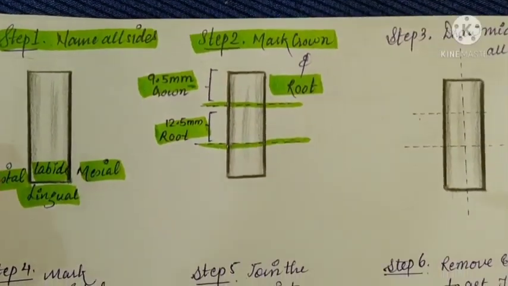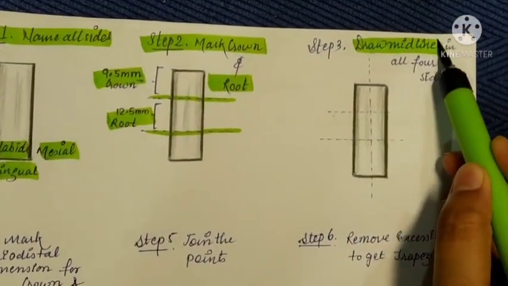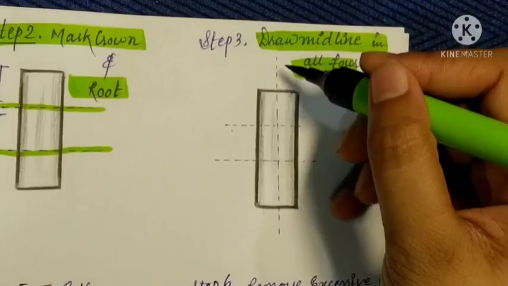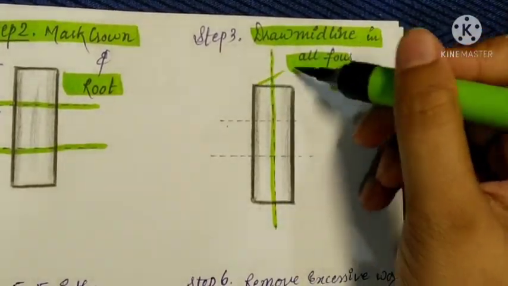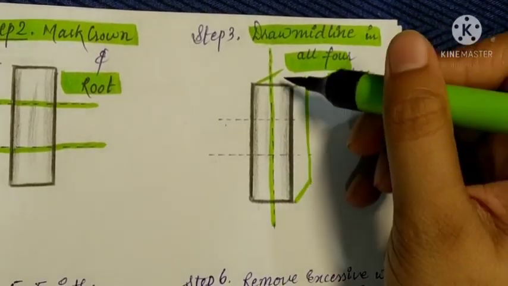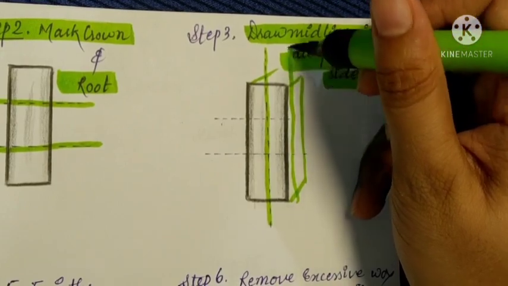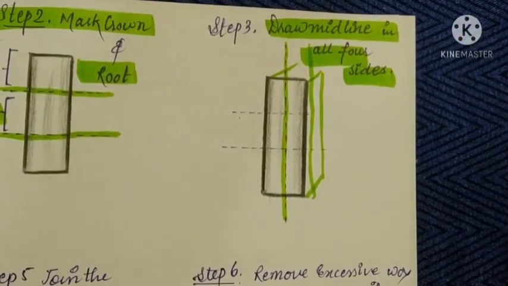Now moving to our third step, that is drawing the midline in all the four sides of the wax block. This is a midline and we have to draw this in all the four sides, like here and here. We have to draw the midline in all the four sides of the wax block.